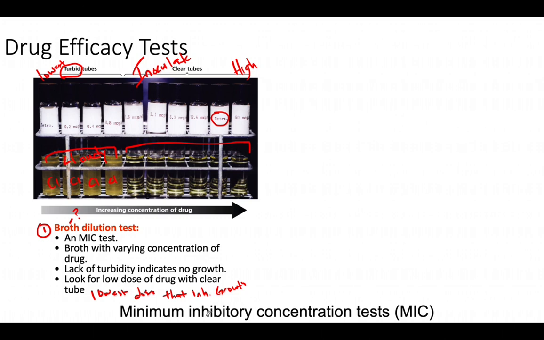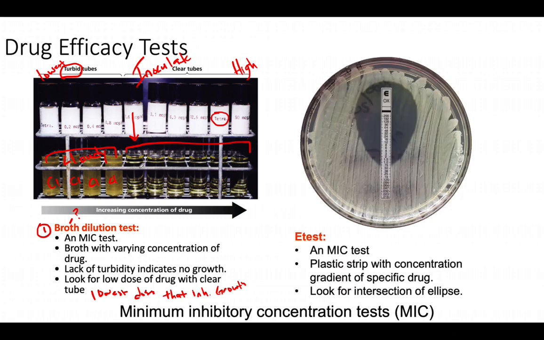And then inhibitory, so just realize this is not looking for death or killing of bacteria, but just inhibiting growth. So because these are clear, we can say the bacteria didn't grow. And so this tube, this would be the lowest dose that causes that inhibition of growth. So that's how a broth dilution test is performed.